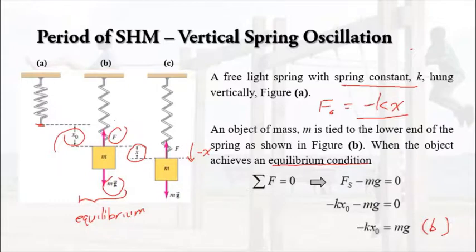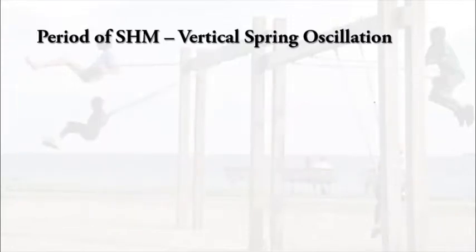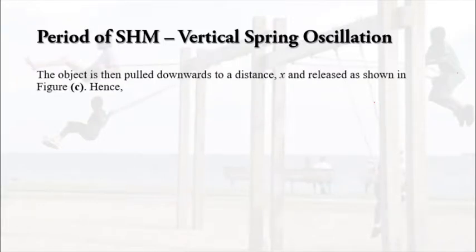Now let's see how to form another equation for diagram C, where your object is moving with an acceleration. When you push the object downwards, what is going to happen? The object is pulled downwards to a distance x and released, as shown in figure C. According to figure C, once again we have a restoring force going up and mg going down. Now my object is moving with an acceleration, therefore I have summation F equals ma. I'm going to apply Newton's second law now.